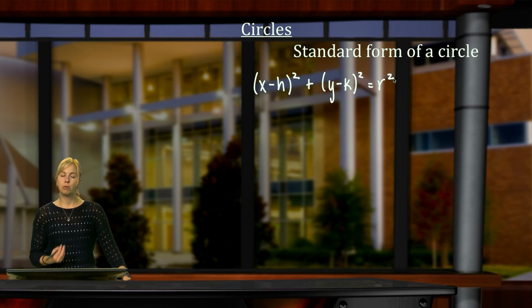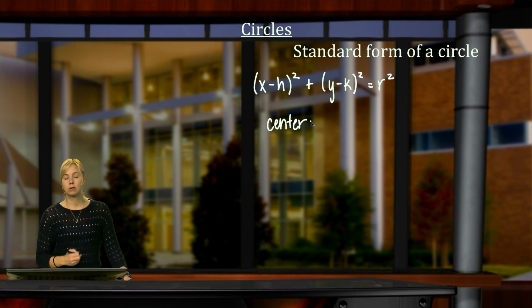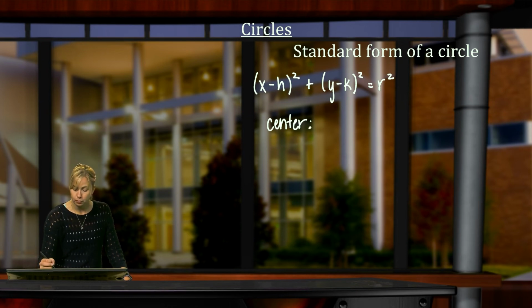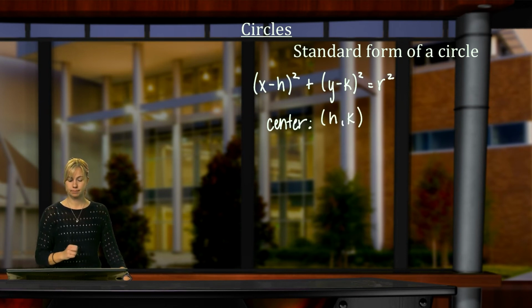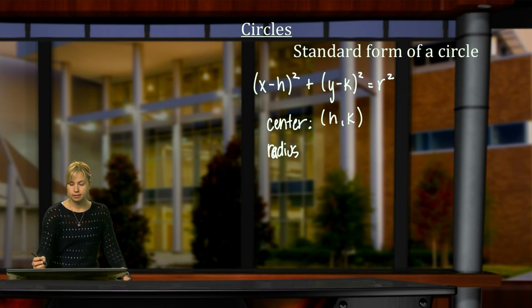And two of the most important components of a circle are the center, which when the circle is in standard form, the center is at the point h, k. And the other important component is the radius, which comes from r.